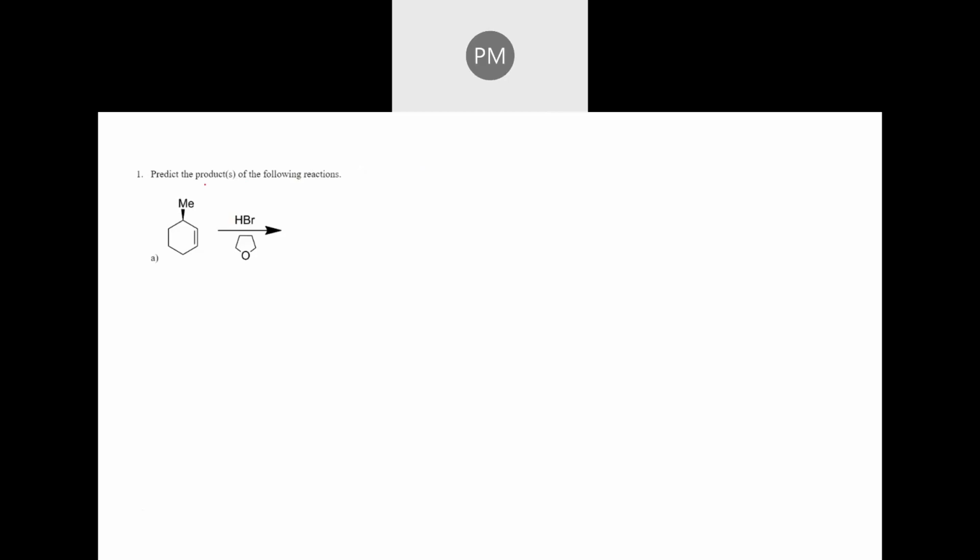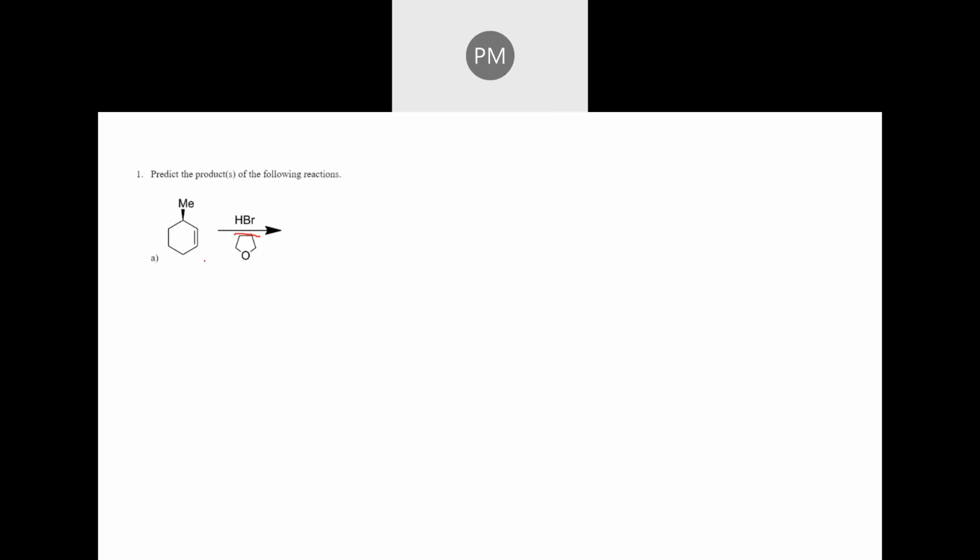The question was to predict the following products. So we have to find out what the products of the following reaction are. In this reaction, these are Markovnikov additions, so our product will go through the more stable carbocation. First, what will happen? This is our solvent, THF, tetrahydrofuran, and HBr is added across this double bond.